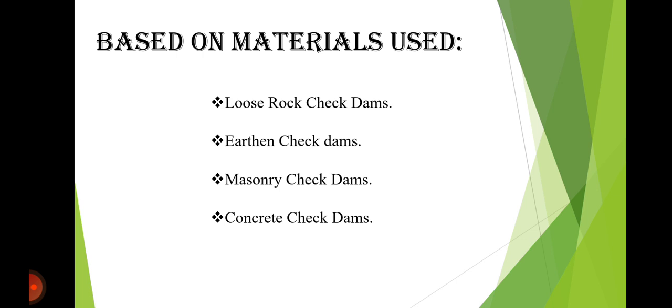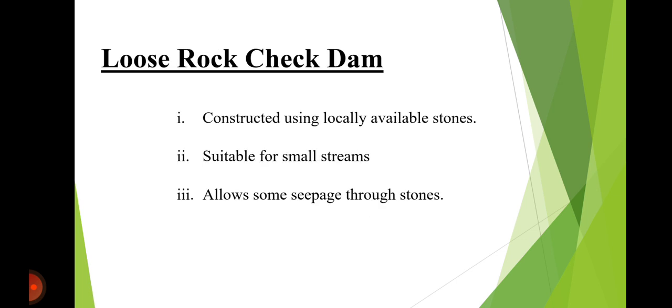So next is based on material used, and based on material used there are loose rock check dams, earthen check dam, masonry check dam and concrete check dam. Brushwood check dams, first, are made from branches, twigs and wooden stakes, used mainly in small gullies. Usually temporary in nature, helps reduce runoff velocity and trap the sediment.